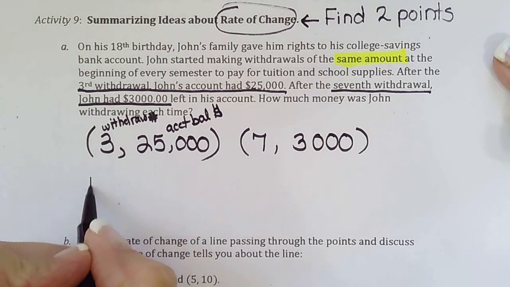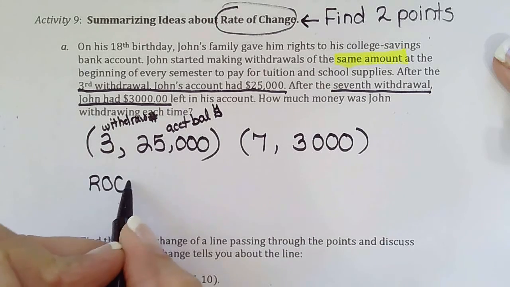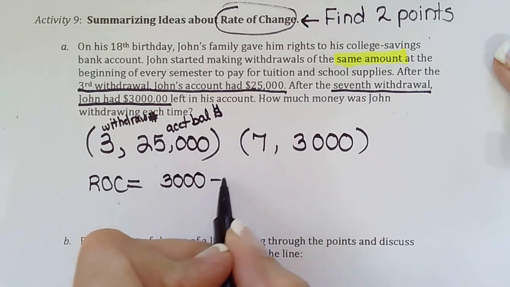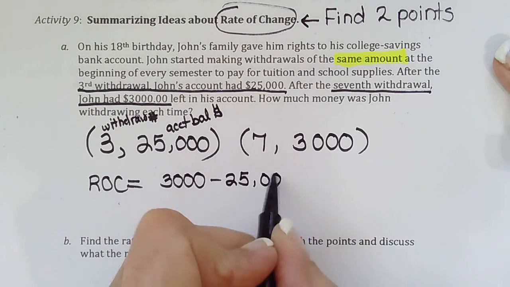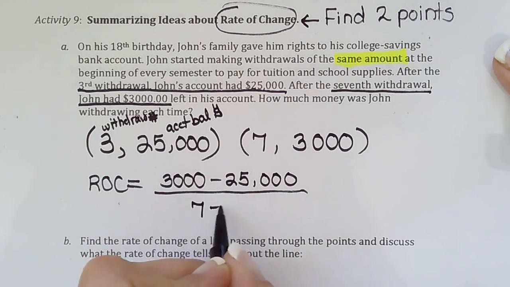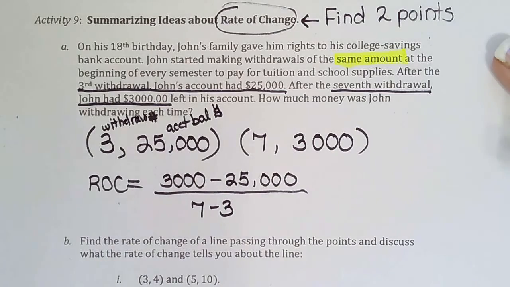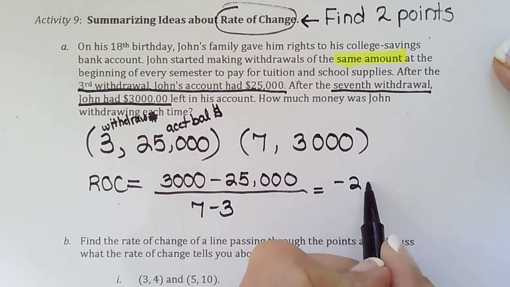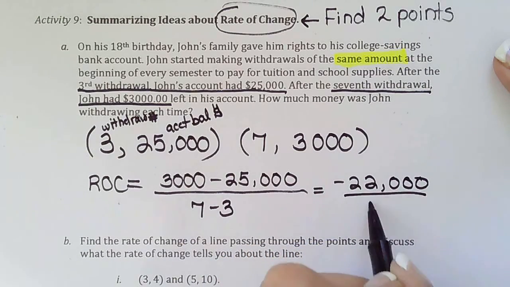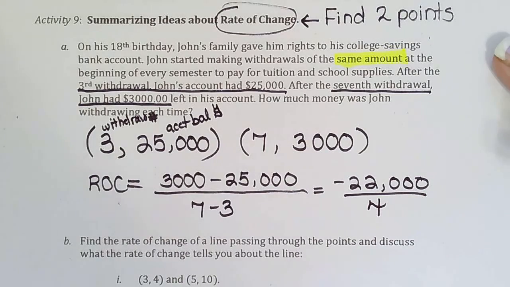So we'll be finding the rate of change, which says take the second y minus the first y over the second x minus the first x. And that gives us negative $22,000 over 4.